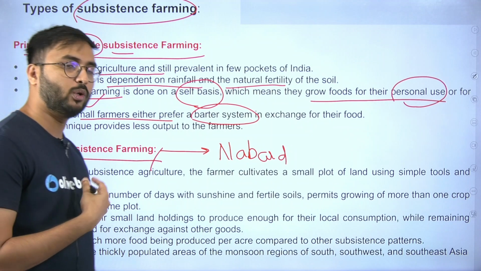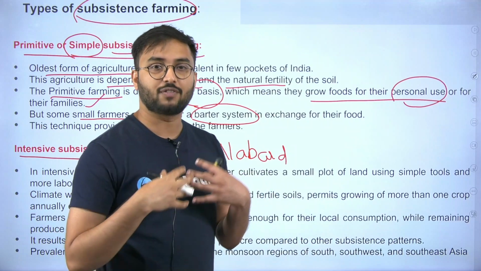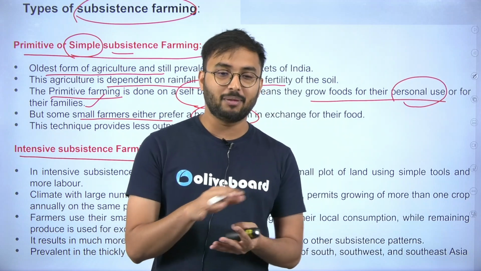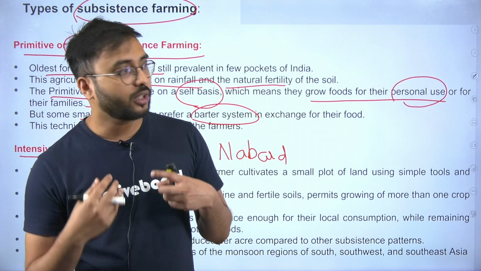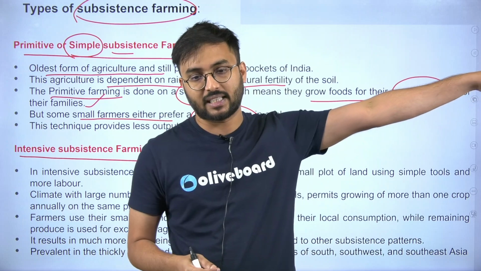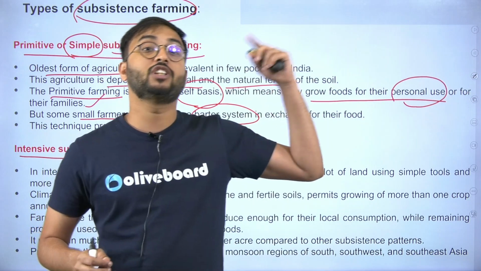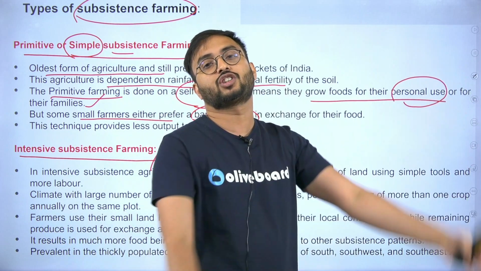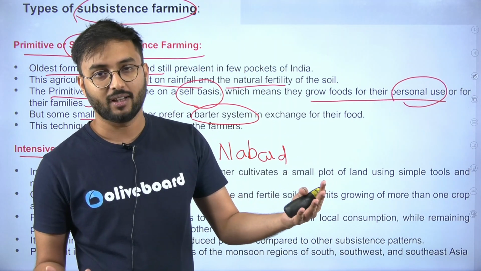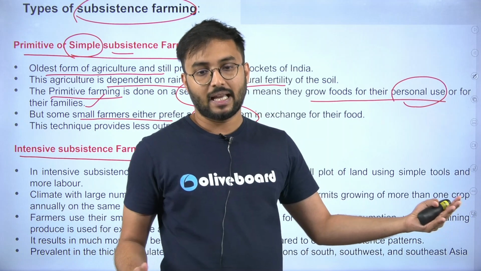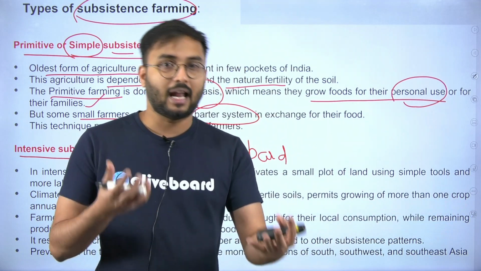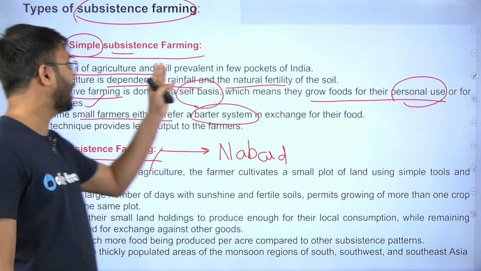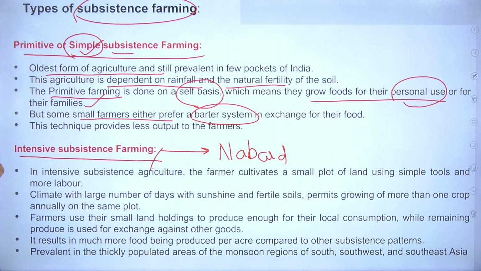For example, suppose I am cultivating wheat only for my self consumption, but I cannot survive just on wheat, right? Only chapati I will be making from the wheat. How will I survive then? So I see that there is one more farmer beside me who is my friend. He is doing vegetable cultivation. So what I can do is exchange my wheat for his vegetables, and in this way I can have vegetables and I can have chapati. This is the barter system which is carried out in this simple subsistence farming.